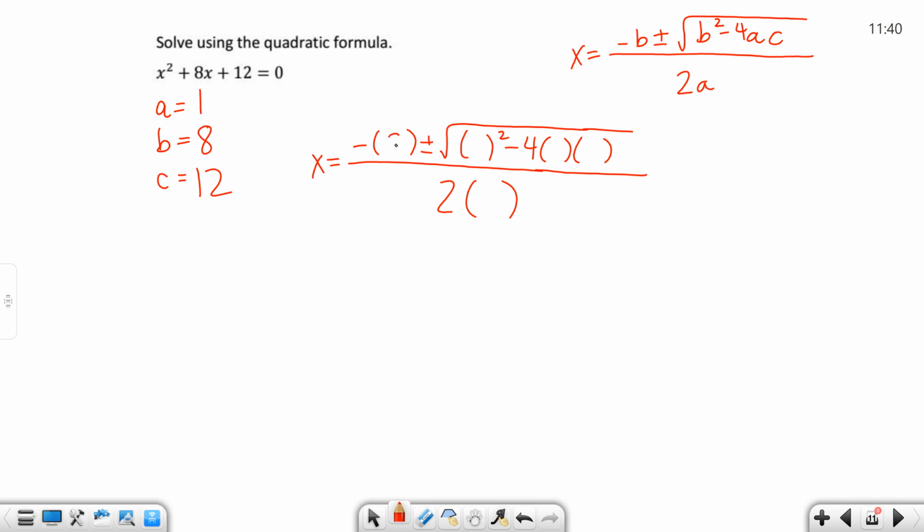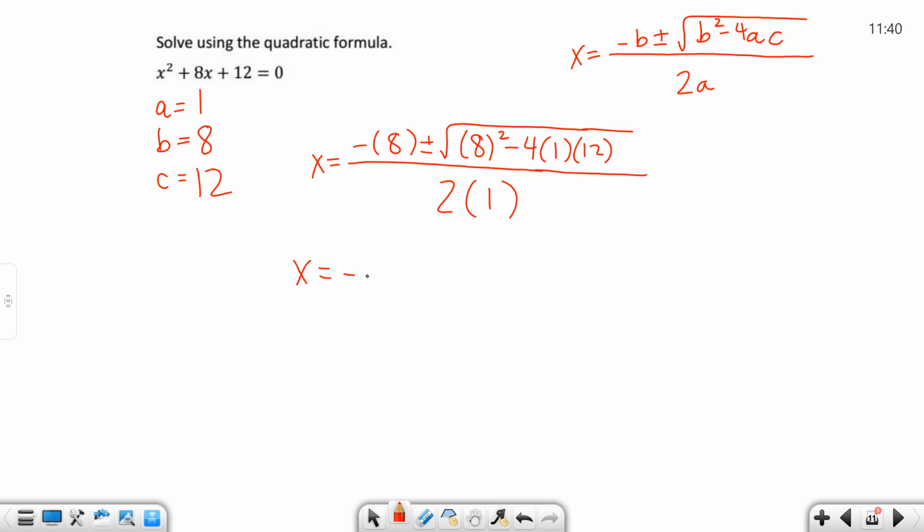So b, this is b, that's 8. This is b, that's 8. This one's a, right? This is b, b, a, c, a, right? So a is going to be what? 1, and c is going to be 12, and then 2a is 1, right? So I'm going to get rid of this and then get rid of these, but that's what I'm plugging in there. So now let's start simplifying this.